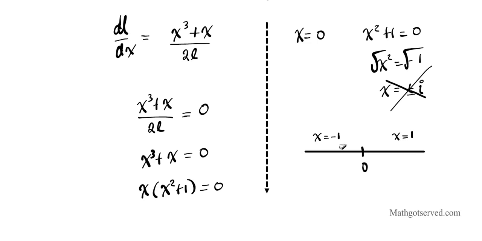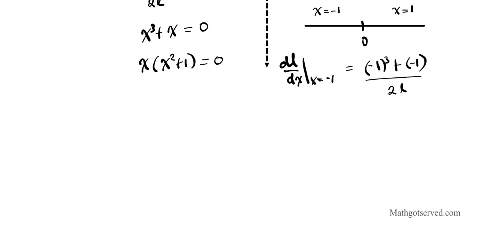So if I plug negative 1 into this function right here, what happens? What is dL/dx at x equals negative 1? Let's plug it in. That's going to give us negative 1 to the third plus negative 1 over 2L. Remember, the length is always positive, so that doesn't really count. If you work this out, you're going to have negative 1 minus 1 over 2L, which is basically negative 2 over 2L.